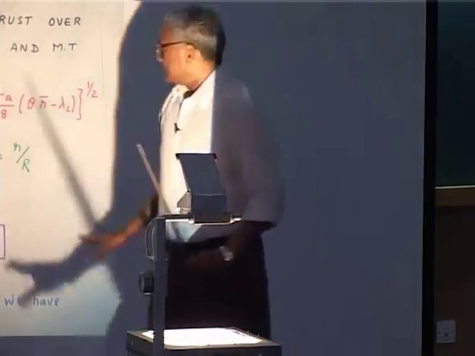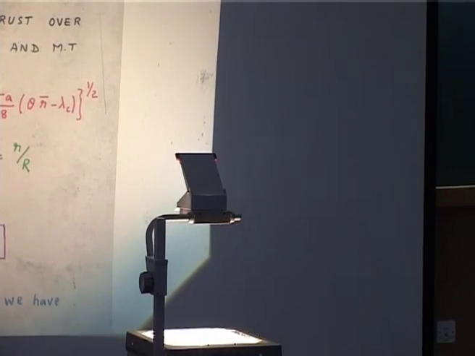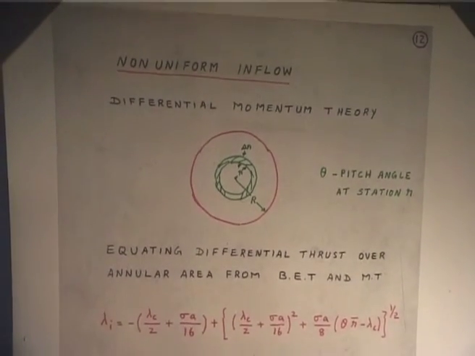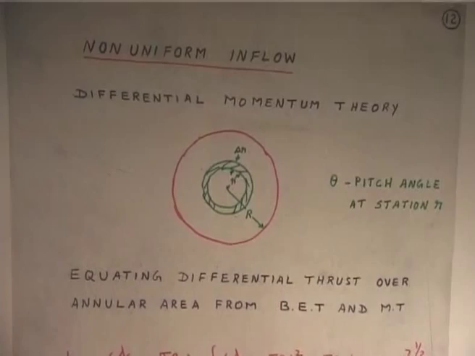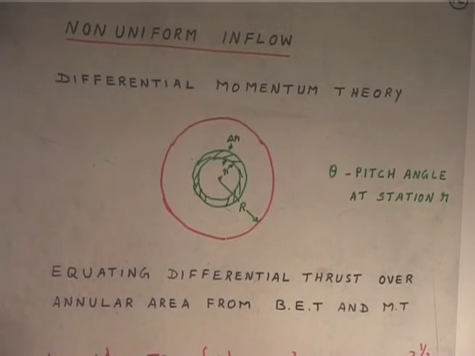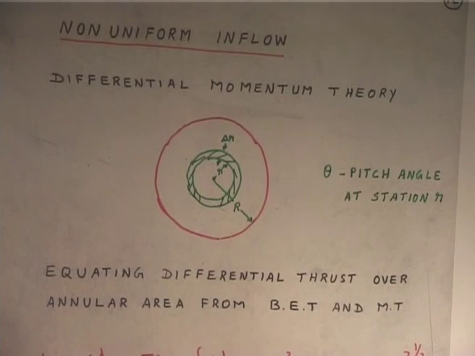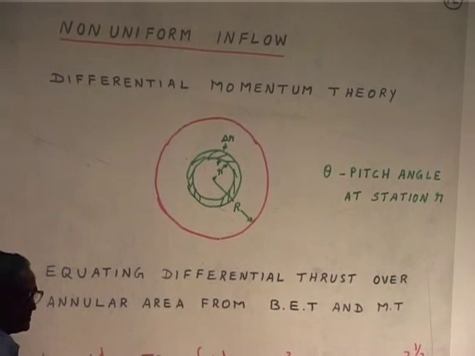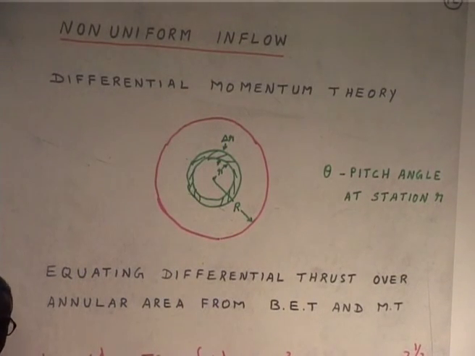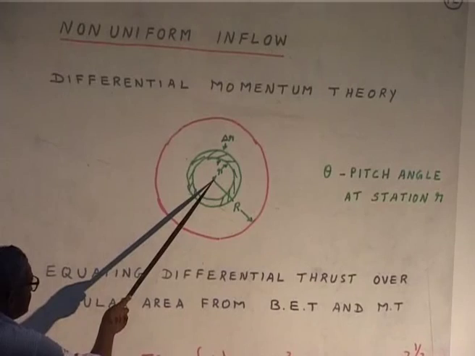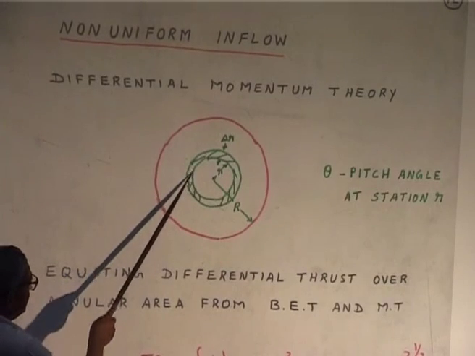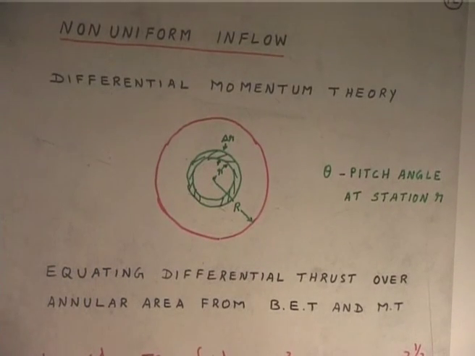I have written the final expression here, but we will describe it very systematically. I will go through the derivation here, because that is important. What we have is called differential momentum theory. You may ask whether it is valid, that is a different question. You take the rotor disc, now take an annular area at a distance lowercase r with a thickness dr, delta r.